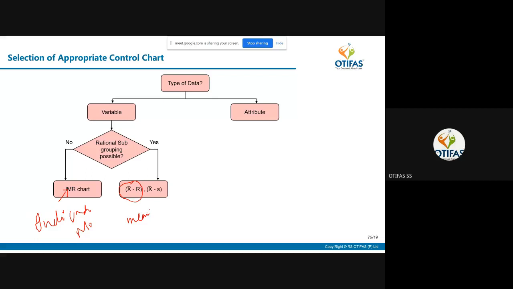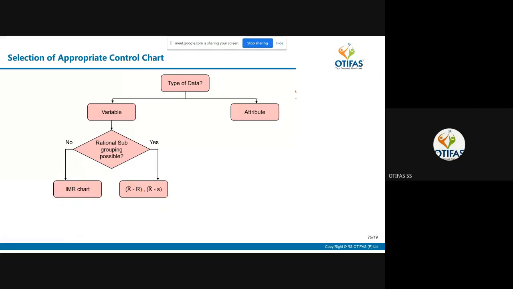If you want to calculate the mean, you should have a group of items, like measurements. If four items are there, then only you can find out a mean and a standard deviation or R, isn't it? So whenever measurement data is used and you want to do a control, you will use IMR or X bar R or S. But let us come here.